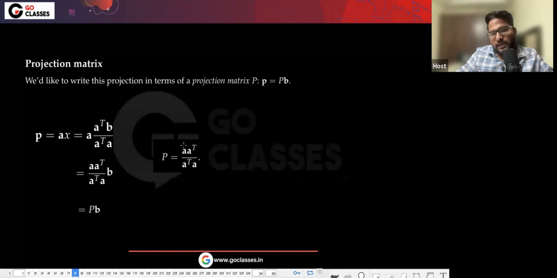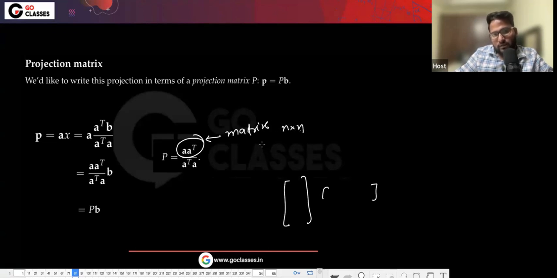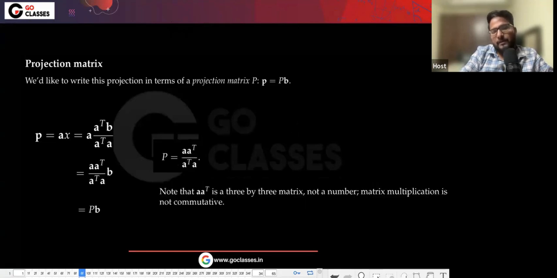See, this a is a vector, right? So this is a column vector, and then a row. So basically, this particular thing is a matrix of n cross n. And then this is a scalar. So this capital P is actually a matrix. Understood? So basically this capital P is a matrix which is computed like this.